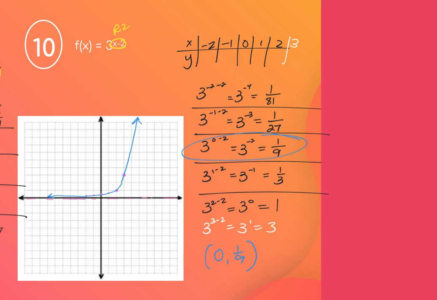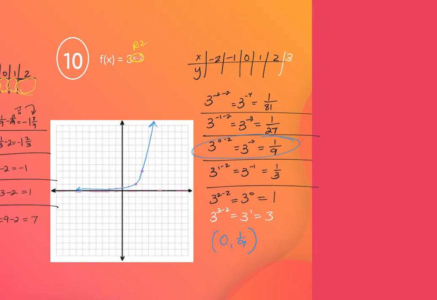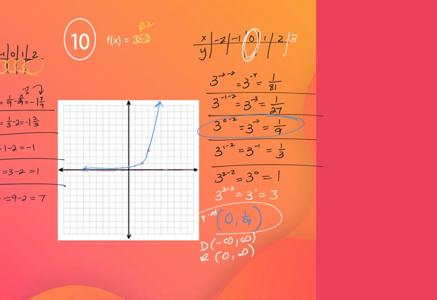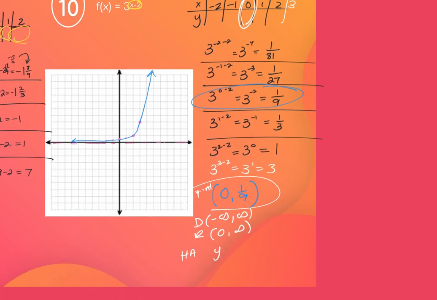If you fill out your T chart, the y-intercept is always going to be the middle point because it's where 0 is. This would be the y-intercept. Domain would be negative infinity to positive infinity. Range, 0 to positive infinity. Horizontal asymptote, y equals 0. And then you'd have your T chart, and then you'd have your graph.